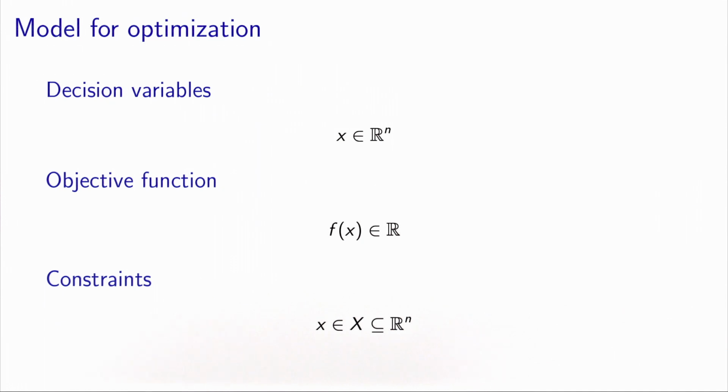Then our system has an indicator that we would like to make as large or as small as possible. And the relationship between the decision variables and the value of this indicator is captured by a function called the objective function. So it's a function that takes the decision variables as argument and returns a real number, which is the indicator that we would like to make the biggest or the smallest possible.